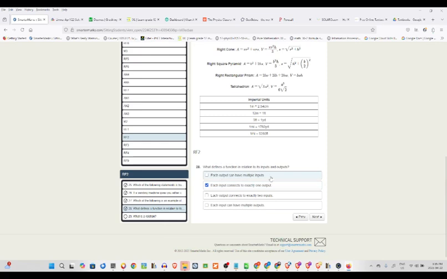It's true that an output can have multiple inputs. Like we said, y equals 3 works. That doesn't define a function. Okay, exactly 2 inputs is certainly not the case. And each input can have multiple outputs. Also not the case.